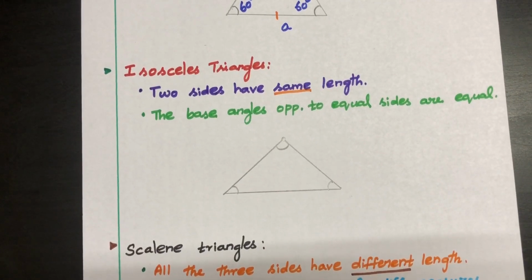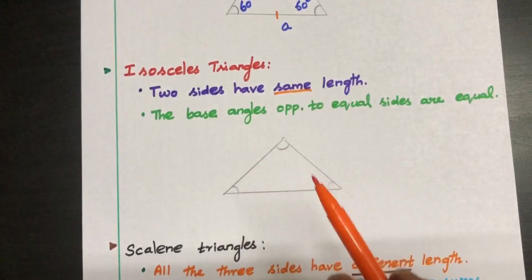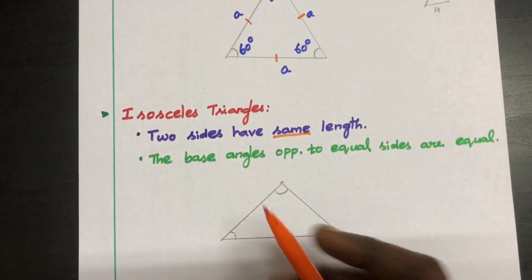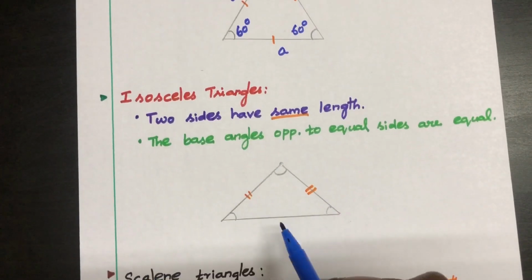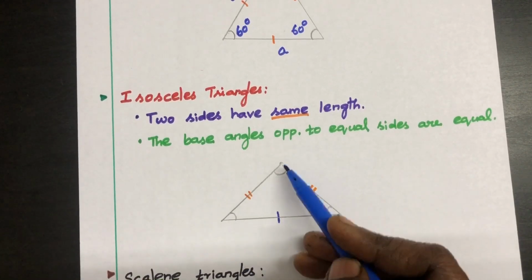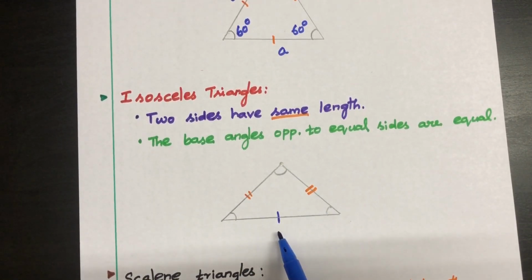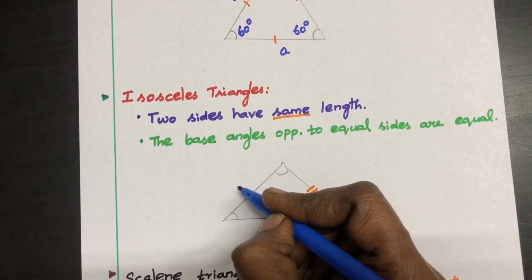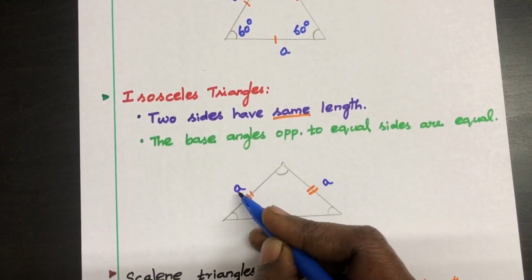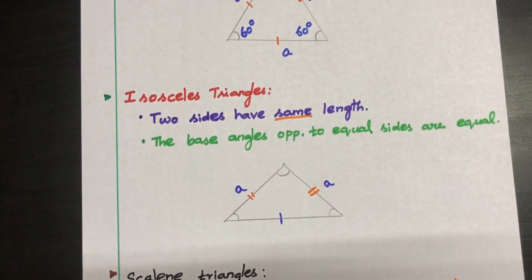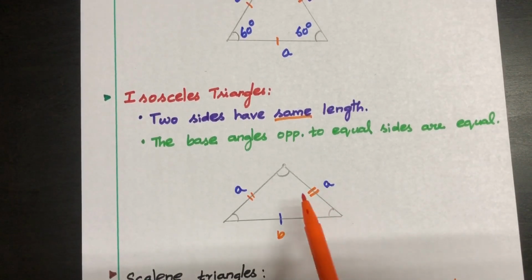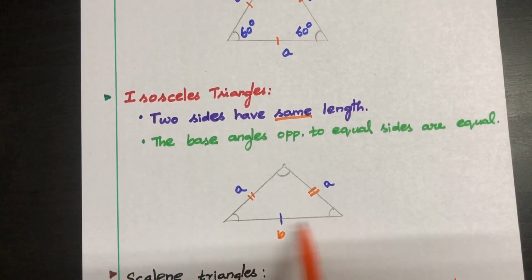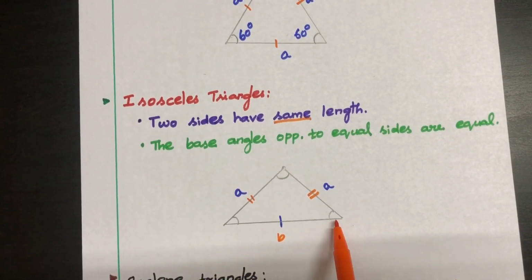Next, isosceles triangle. In the equilateral triangle we saw 3 sides equal. Isosceles means 2 sides are equal and one side is different. Two sides have equal lengths and the other side is of a different length. It is A and A, but this is different, this may be some B. Also, the base angles, this is the base, right? The base angles opposite to equal sides are always equal.